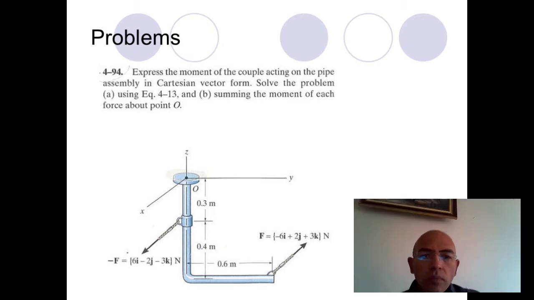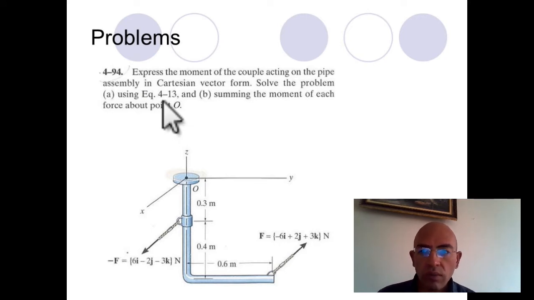So our problem is 4-94. Now we have the question: express the moment of the couple acting on the pipe assembly in Cartesian vector form. Solve the problem using equation 4-13 and summing the moment of each force about the point O.